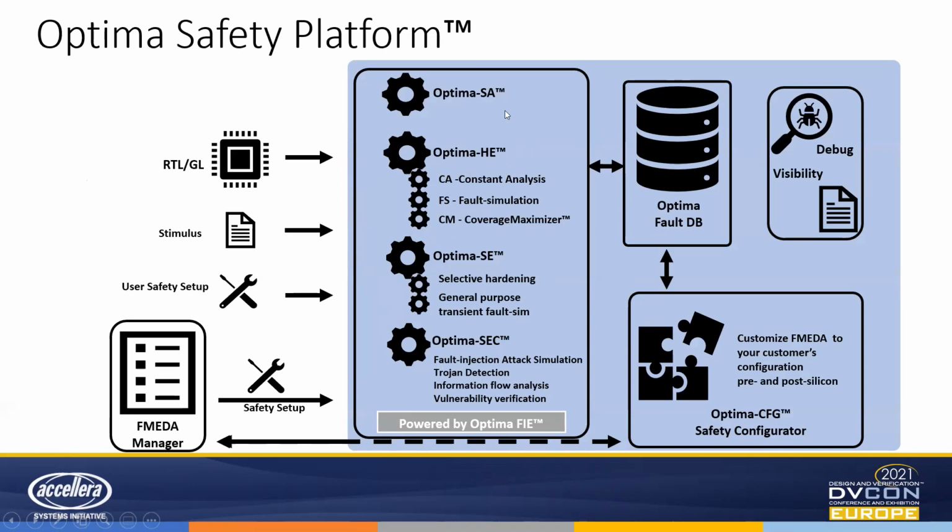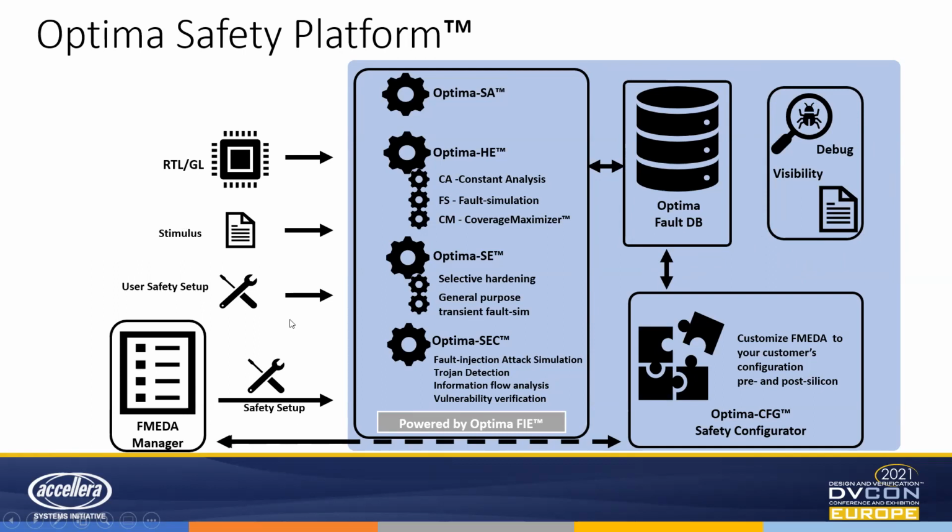So what the Optima Safety Platform does is solve some of these issues by integrating all the core engines: Optima-HE for static analysis, HE for hard error analysis, SE for soft error, and SEC as a security verification engine. All of this put together forms the Optima Safety Platform, and all the tools work in a single platform. So we are avoiding multiple tools and multiple setups, and we are addressing one of the major issues in the methodology currently. And we have the Optima DB, Fault DB, and we provide a lot of visibility and debug information with the faults and the way the safety mechanism is defined.